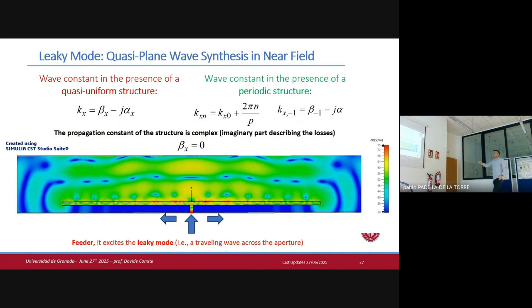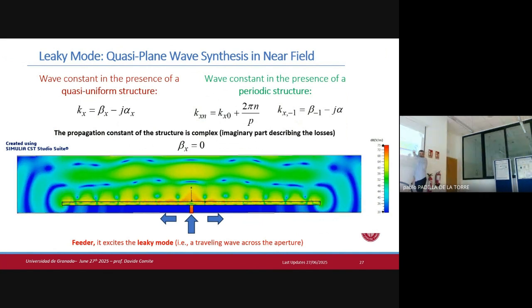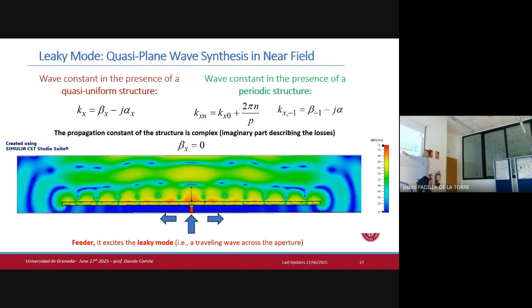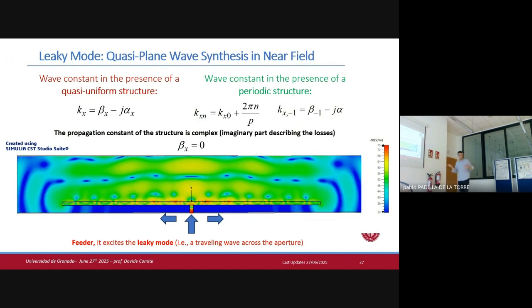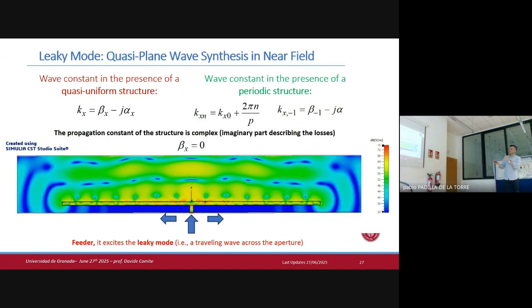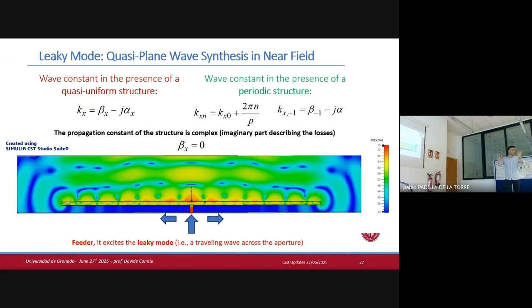This is what happens in a simulation. That's what I want to show you. This is the feeder. This is the same grounded dielectric slab. You can see a section. There is one source injecting the energy here. Look, the energy is going right and left, but since I am close to beta equal to 0, it is a standing wave. There is no propagation.